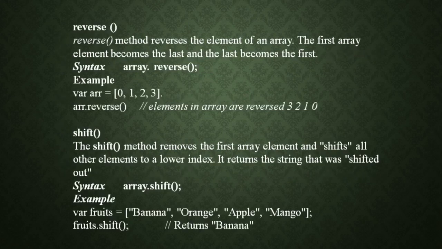Next method is reverse. Reverse method: reverse the elements of an array. The first array element becomes the last and the last becomes first. If you observe the example 0, 1, 2, 3, by using the reverse function, it becomes 3, 2, 1, 0.